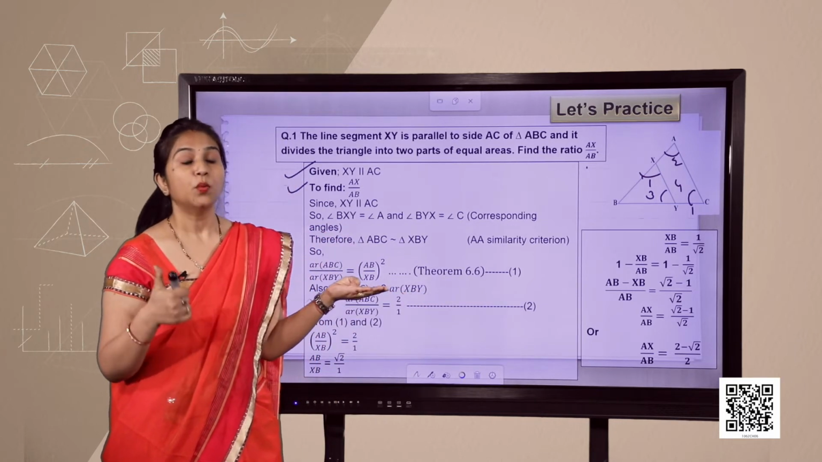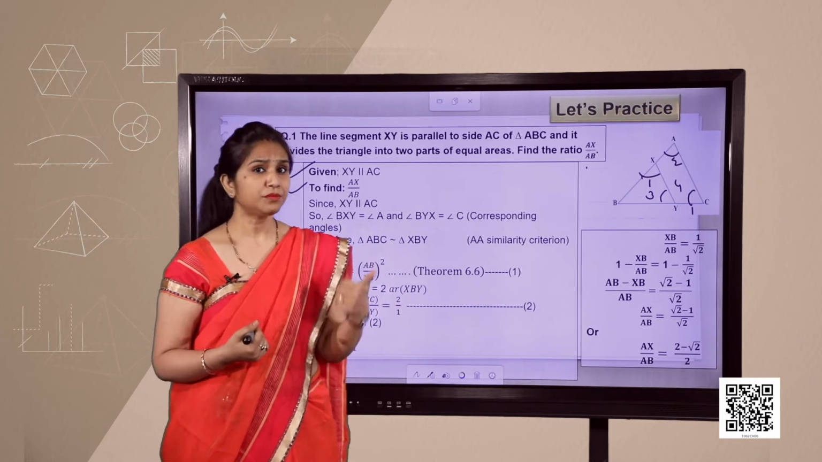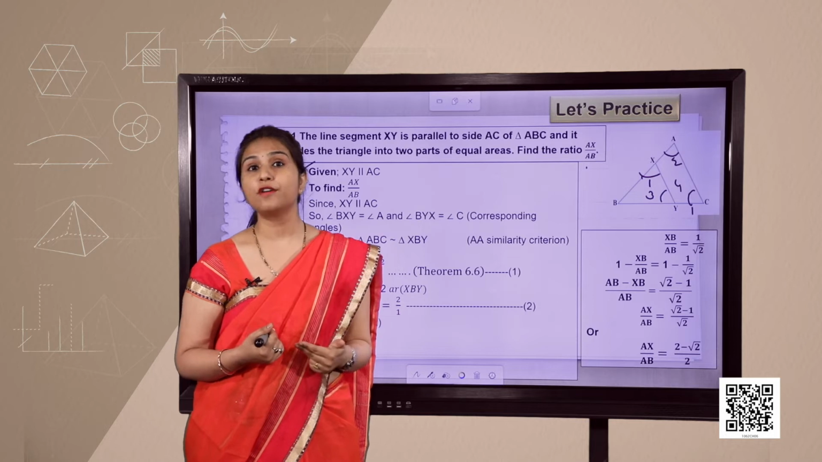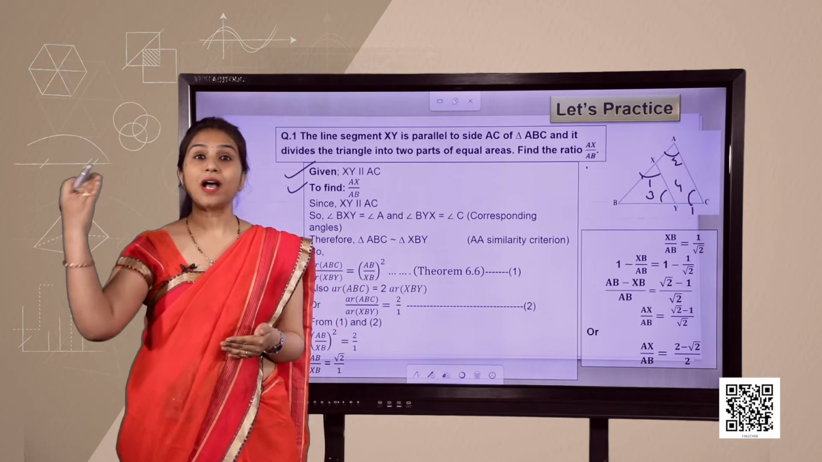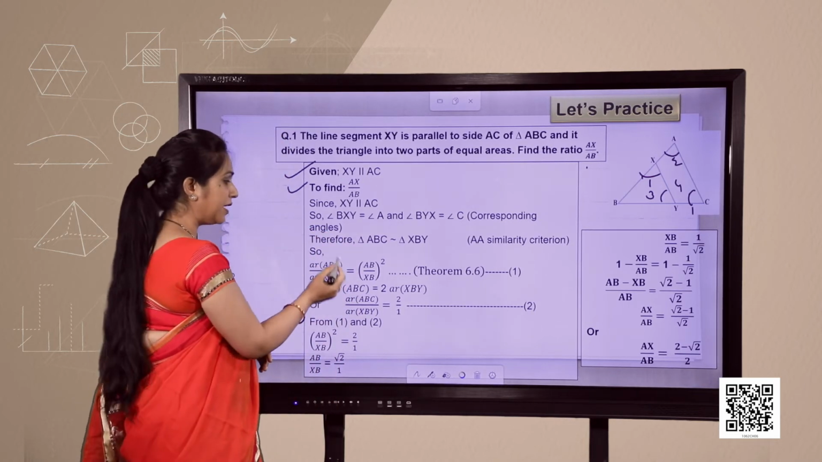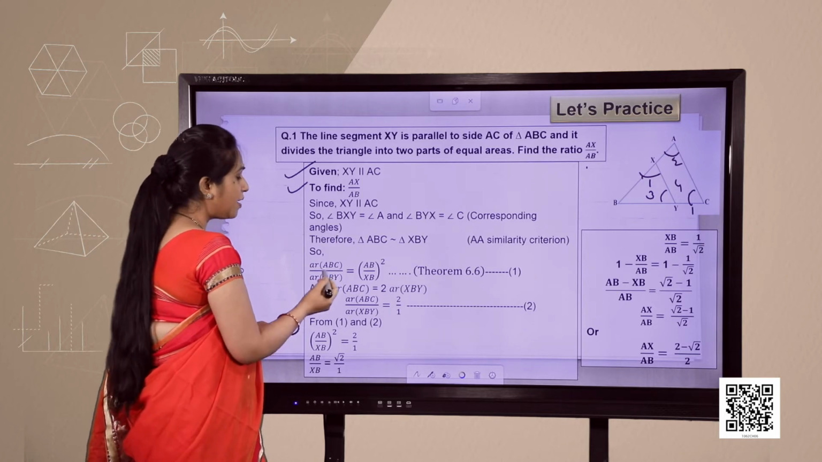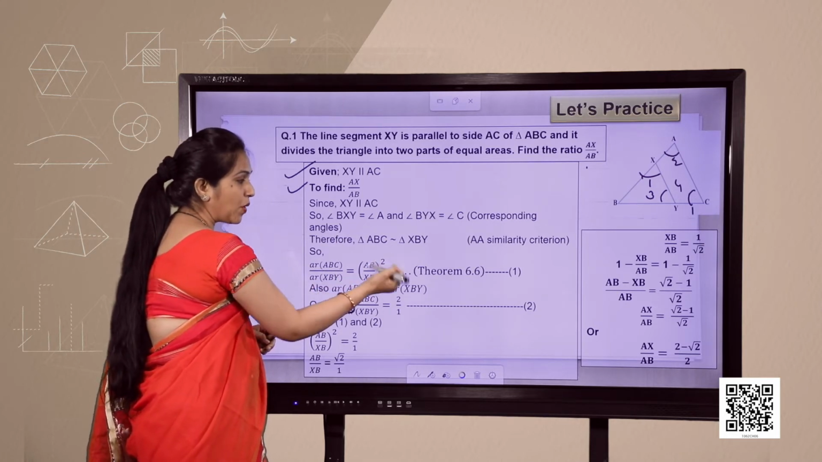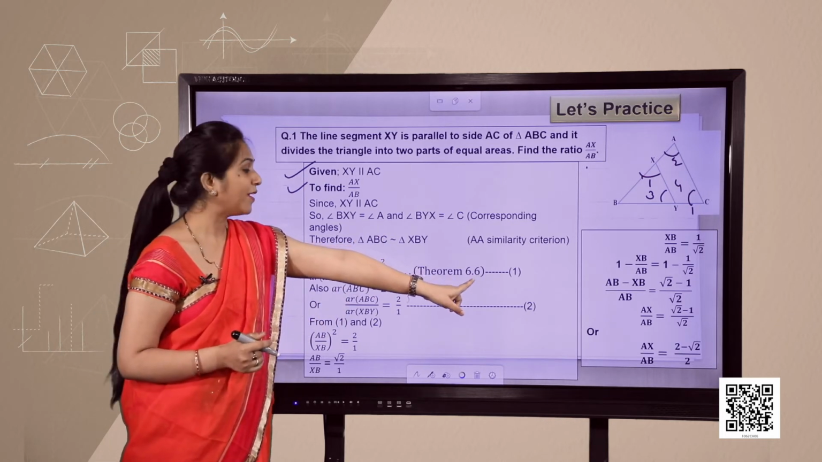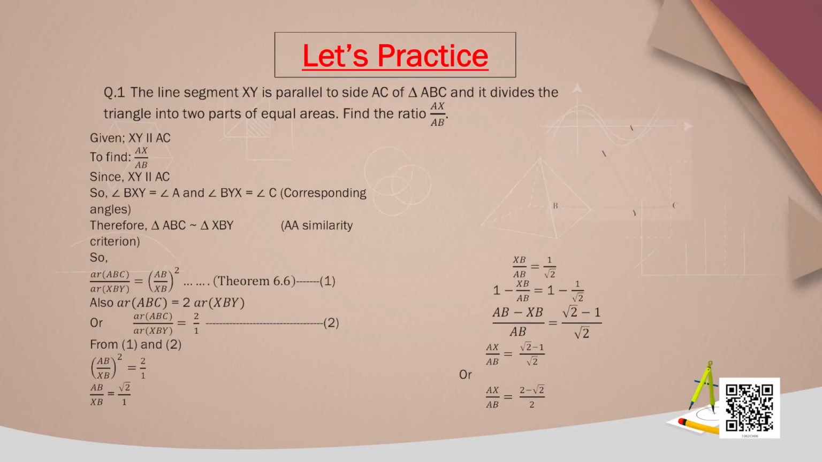What can you write by using the area theorem? We know by the area theorem, when two triangles are similar, then the ratio of the areas of the two similar triangles is equal to the square of the ratio of their corresponding sides. So, write down this step. Area of triangle ABC, the bigger one, upon area of triangle XBY is equal to the square of the ratio of their corresponding sides, that is because of theorem 6.6. Also, another relation which is given to us is area of triangle ABC is equal to twice the area of triangle XBY, right.